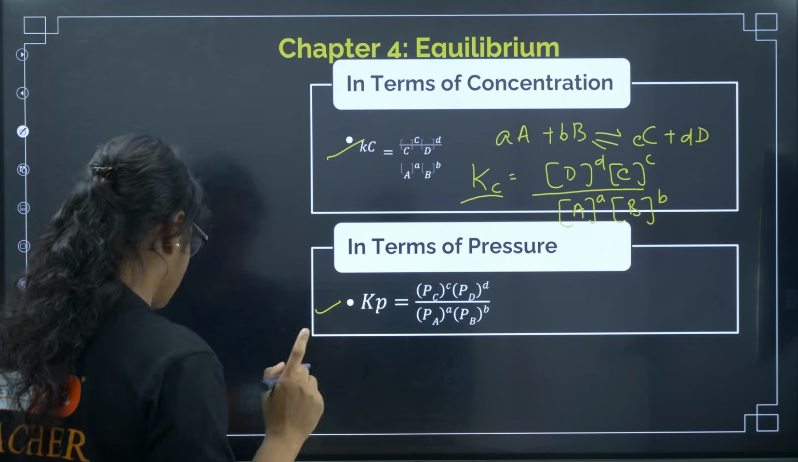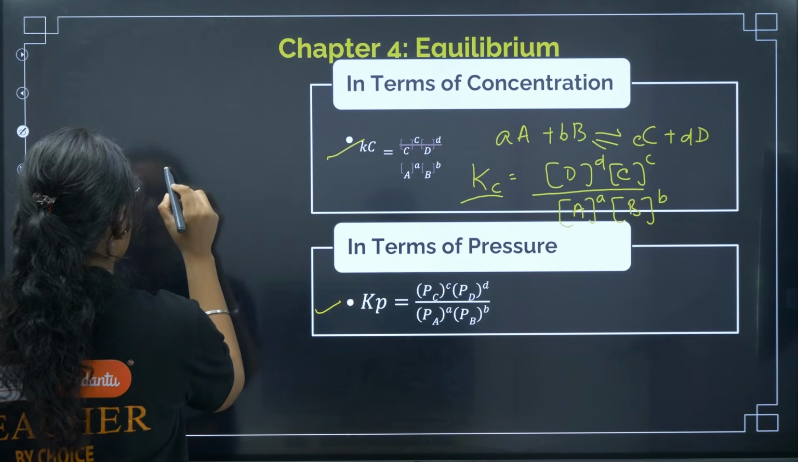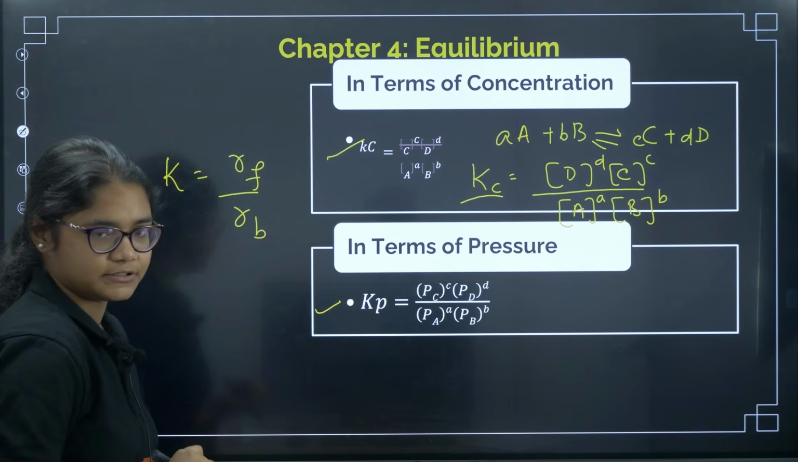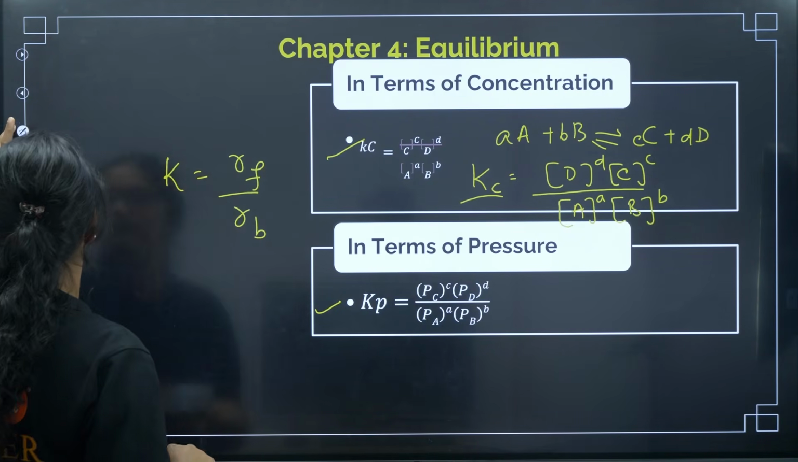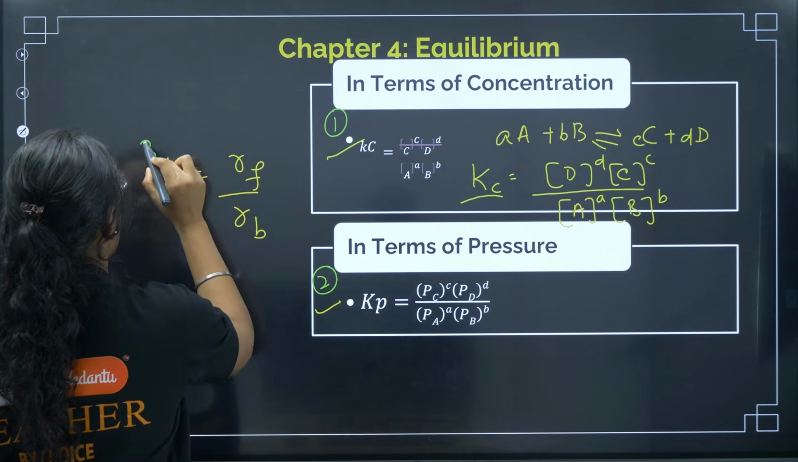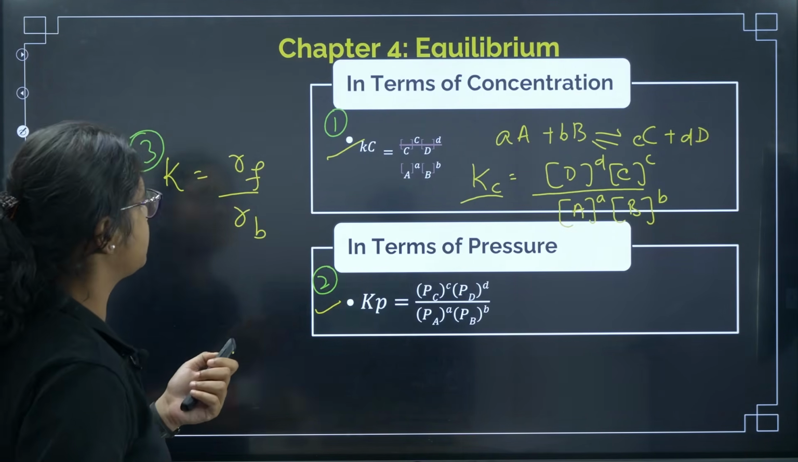Now one more formula is also there, rarely it is asked, that the equilibrium constant is equal to the rate of forward reaction by the rate of backward reaction. Okay. So note down these values. So how many formulas till now done? 1, 2 and then 3. Okay. Now let us go to the next part.